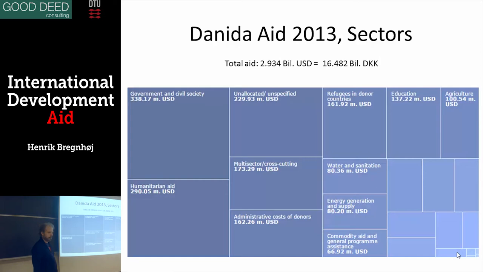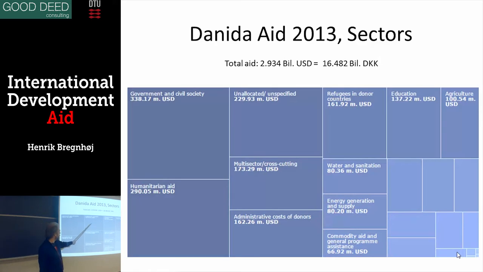If we look at the sectors, what are they giving money for here? Government and civil society: they have a lot of programs which help to create good governance, to make sure that the country is able to manage, to plan and implement their own projects in general. And that is the biggest sum here. Humanitarian aid, as I said, for the conflict areas and for refugees and all that, is also a very big amount of Danida's development aid nowadays.